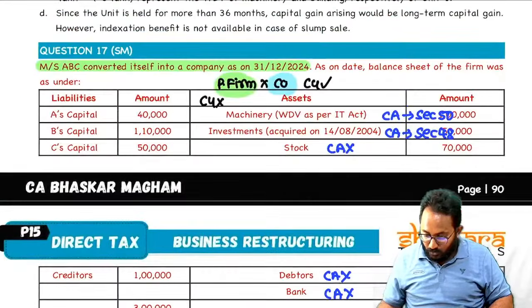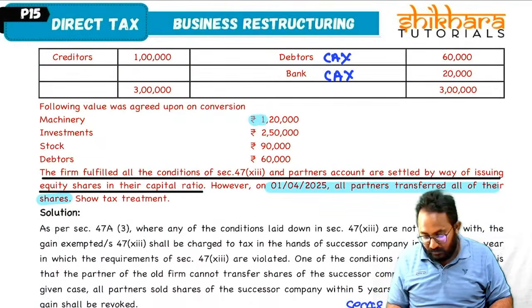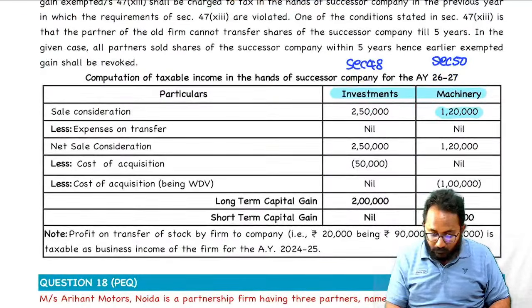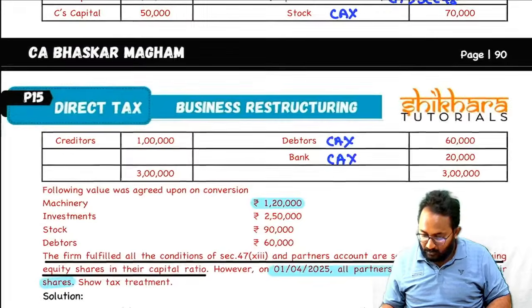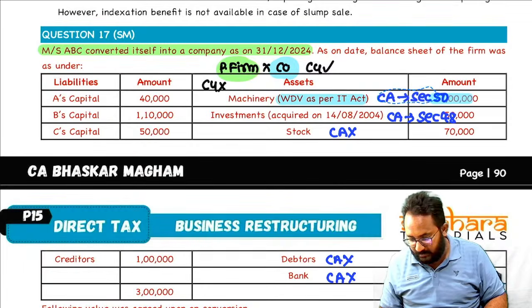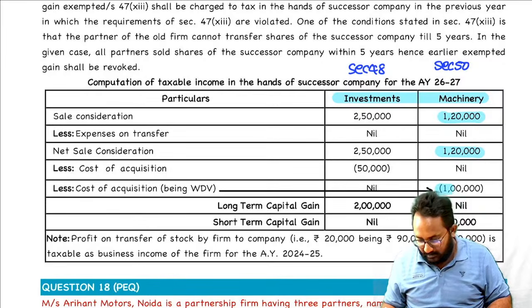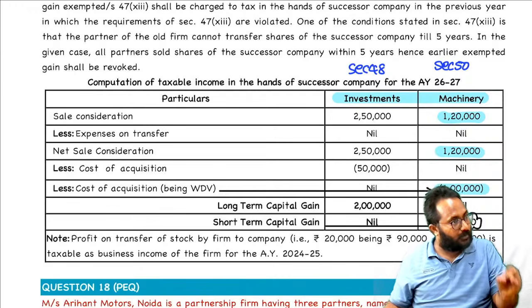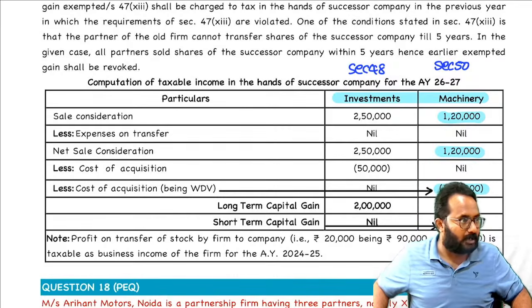Yes, machinery, you can check the machinery WDV given. Here the machinery is sold for 1,20,000 to that company. Opening WDV we reduced as the cost of acquisition. Please take how much they gave: 1 lakh. Net consideration is also 1,20,000. If you remove the 1 lakh, how much capital gain do you get? 20,000. That we give directly as short term. Why? Section 50 capital gain, if you compute, the end result always has to be given as short-term capital gain or short-term capital loss.